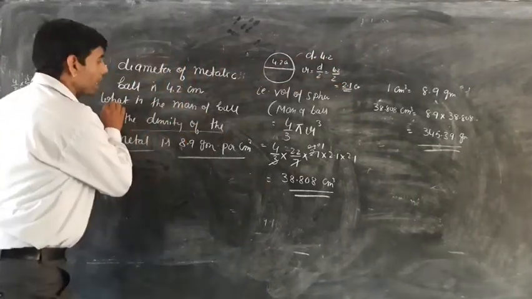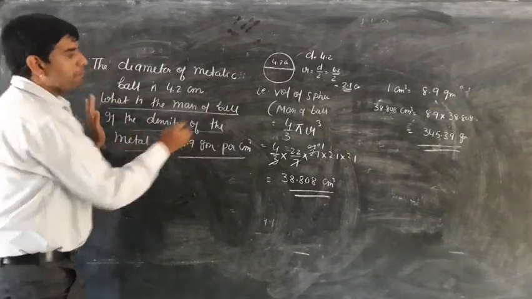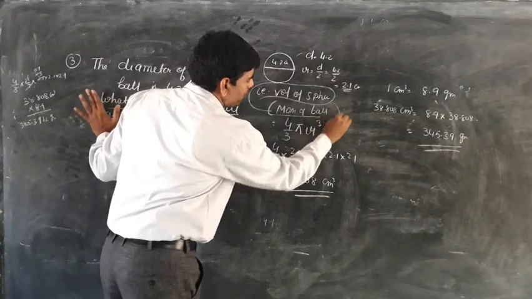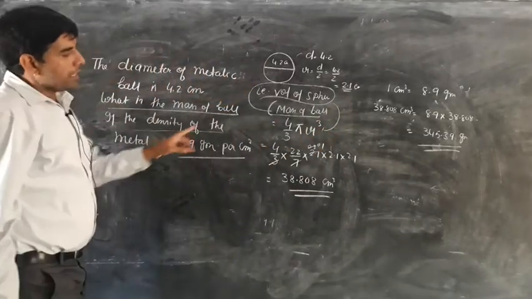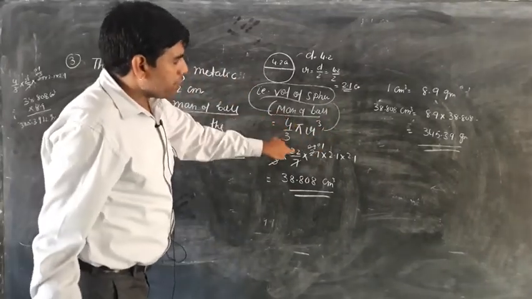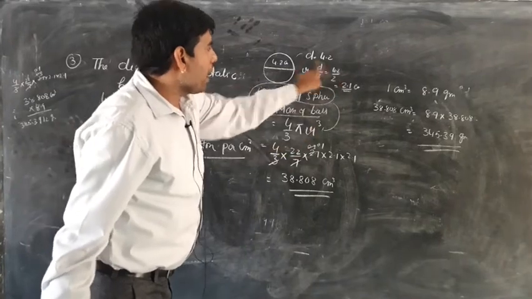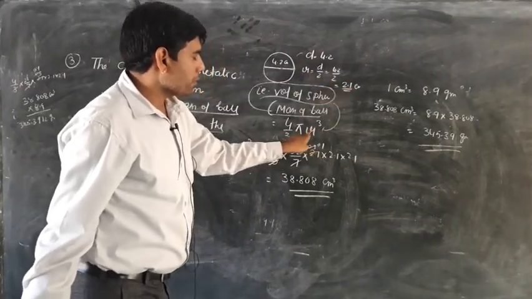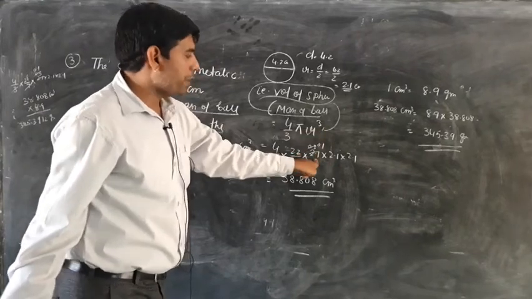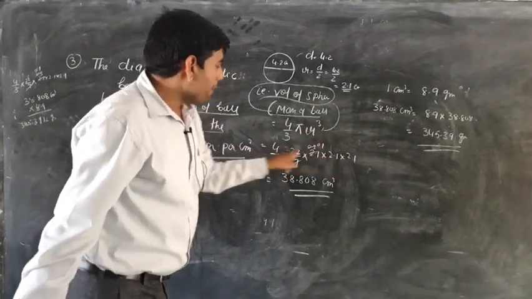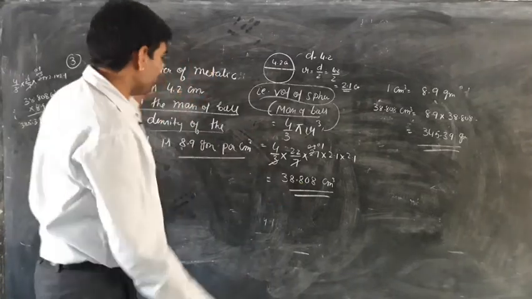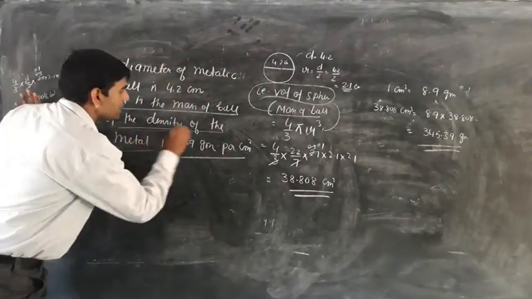We find the mass of the ball. The mass of the ball is from the volume of the sphere. The volume of the sphere will be 4 by 3 pi r cube. That is 4 by 3, the value of pi will be 22 upon 7, radius will be half of the diameter, 2.1, into r to the power 3. That is 2.1 into 2.1 into 2.1. Multiplication we can solve: 38.808 centimeter cube.